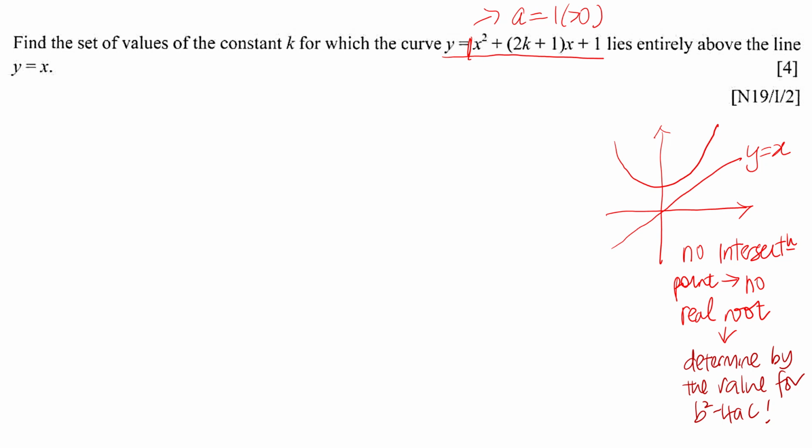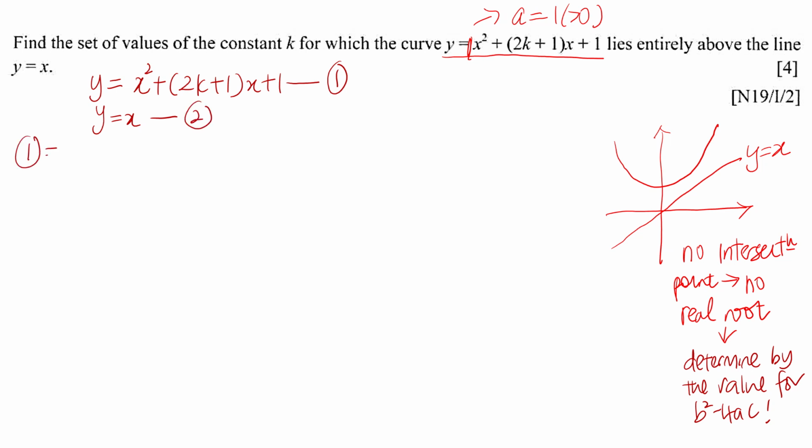Okay, so I have two equations here. I'm going to call this equation 1. I have y equals x, call this equation 2. I'm going to let 1 equal to 2 so that I can generate an equation in terms of x only. All right.